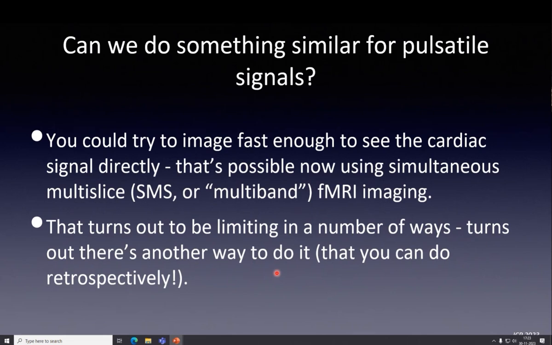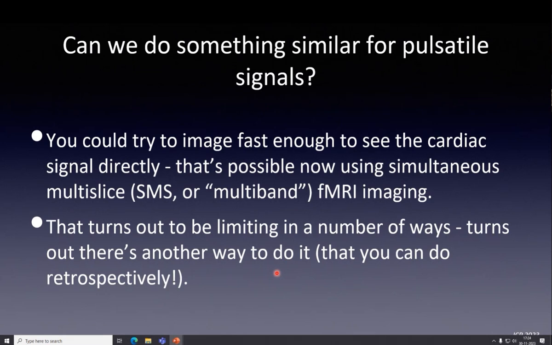So can we do something similar for cardiac pulsatile signal? Now, people who were here yesterday already saw some of this, and if you get bored, you want to leave, that's fine. But simultaneous multi-slice imaging takes data a lot faster than TR. I mean, any fMRI data does it. Scanners typically run at about 10 to 15 slices per second, or slice stacks per second, because that's as fast as the gradients can go without dumping too much heat.